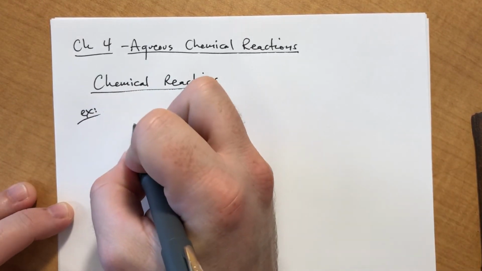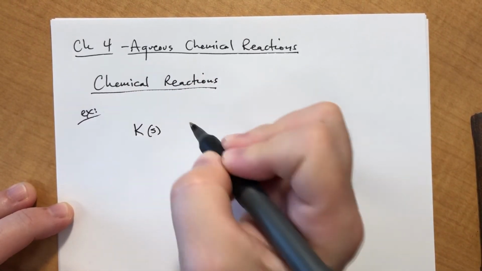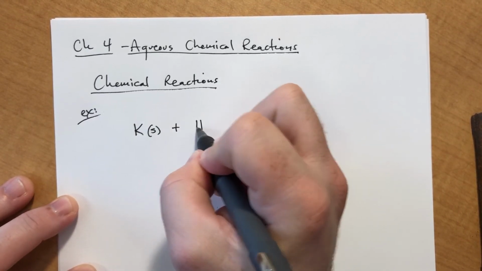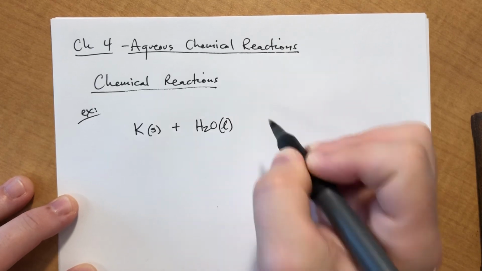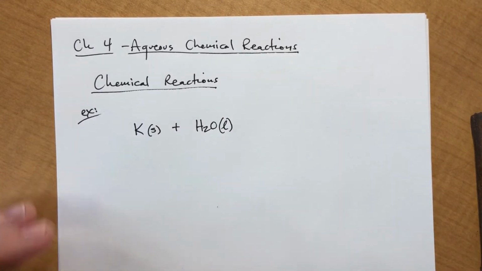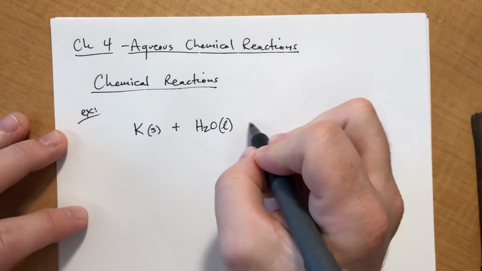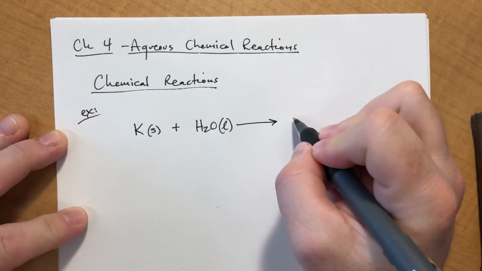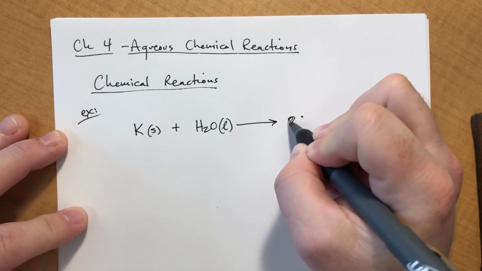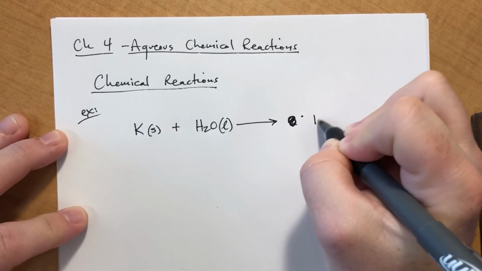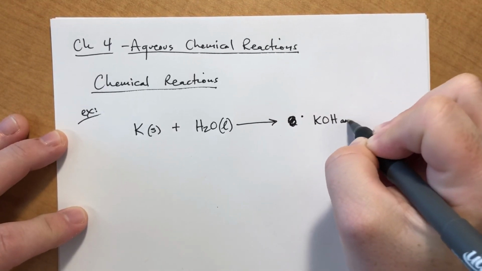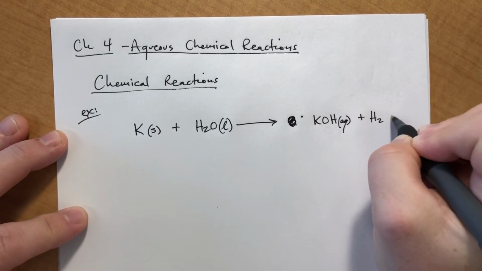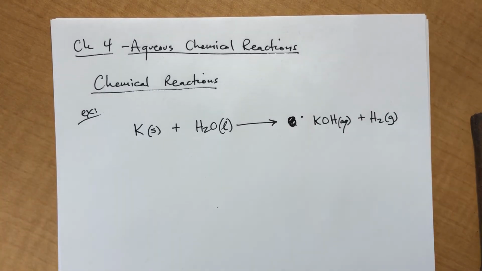So one example is if you take potassium, which is a column 1 element, it is a solid, and if you throw it in water, which is a liquid, these little symbols are called the state symbols, what will happen is it will violently catch on fire, and the products will be KOH, which is aqueous, which we'll define what that means in a minute, and H2, which is gas, basically hydrogen gas. Okay.